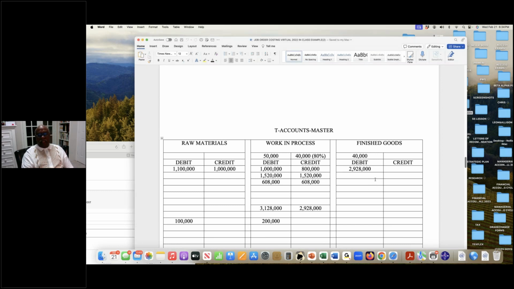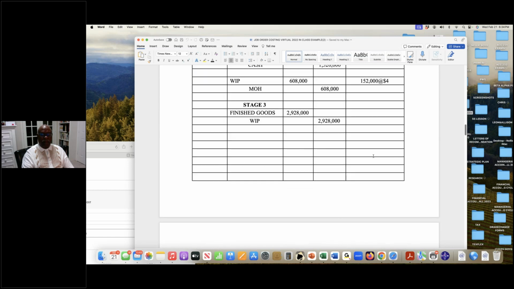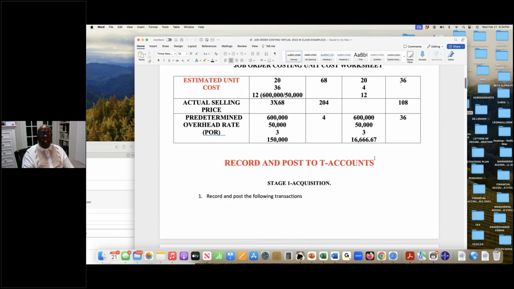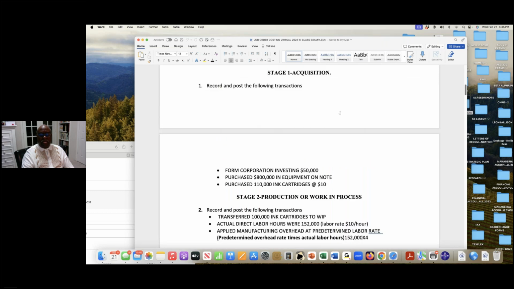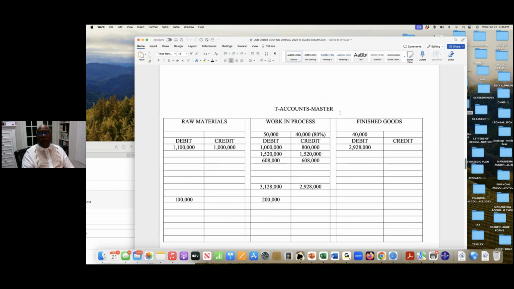Let's go back to finished goods. Now we had projected that our unit cost was going to be what we wanted it to be, $68. That's what we wanted the unit cost to be. And we use that to get our selling price. But when we incur actual costs, we got to go to, okay, what is the actual unit cost?